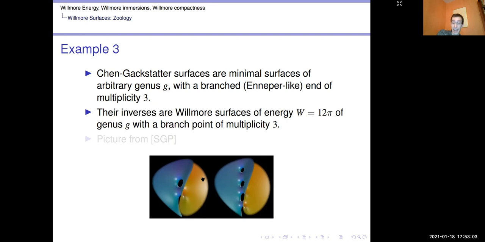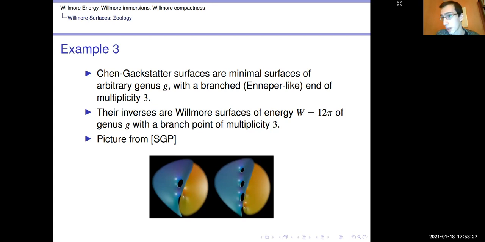When I take the inversion, I have Willmore surfaces of energy 12 pi of genus g and with a branch point of multiplicity 3, which once more comes from the inversion of the branch end. And this is in fact the only picture I did not make myself, and I took it from the Scientific Graphic Project website, which I invite you to go visit because they have a lot of illustrations and they are very nicely done.